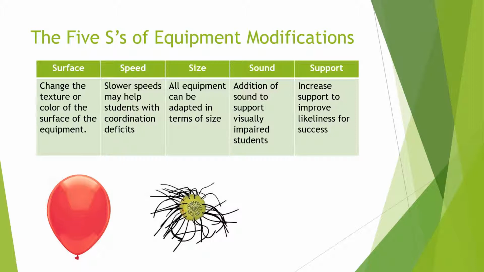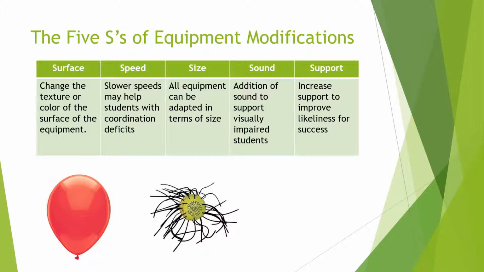Size. All equipment can be adapted in terms of size. For example, implements can be made shorter or longer. The striking surfaces can be made larger. Balls can be smaller or larger, as can the nets or other targets. Keep in mind any change in weight that might accompany those changes in larger or smaller implements or balls.